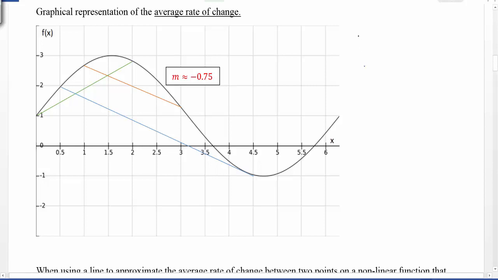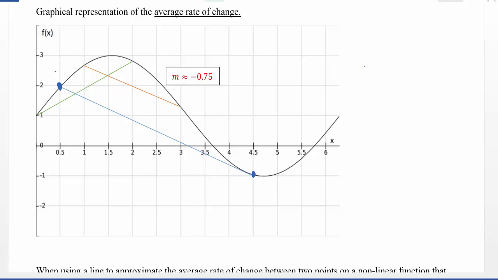So let's look at this blue line. This blue line is interested in what's happening between x equals 0.5 and x equals 4.5. You can see those endpoints on the graph. And if you look at the corresponding x values, that's the interval we're interested in. So if we're looking for the average rate of change, we need to do f of b minus f of a over b minus a.